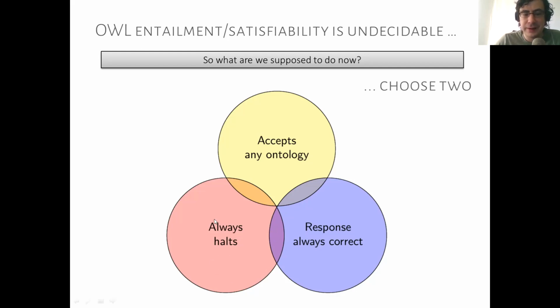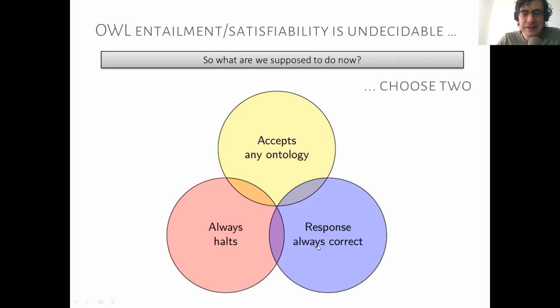So we can have a reasoner, for example, that always halts and accepts any ontology, but it might not always return the correct answer. It might miss entailments, for example, or it might say that two ontologies are not entailed when they are. Or we could have a reasoner that accepts any ontology and the response is always correct. So this is the full entailment over any ontologies, but in some cases it might run forever, and we won't necessarily know in which cases it will run forever, or when it's just about to halt.